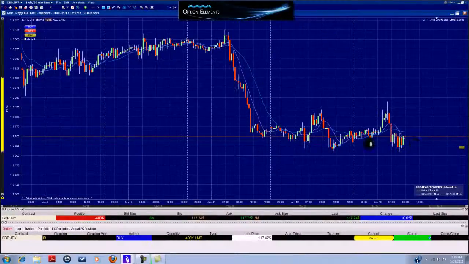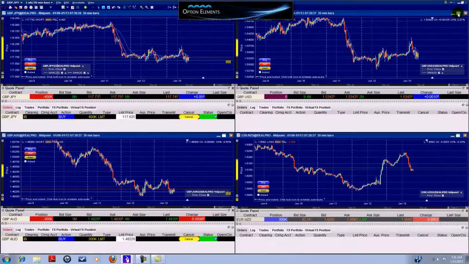Now, we're short the British pound Japanese yen. Now that correlates very highly to just the British pound US dollar. So, in essence, it's just like going short the British pound US dollar pair, except that the beta is different here. So we got to keep our eye on this now that we're short just the yen.